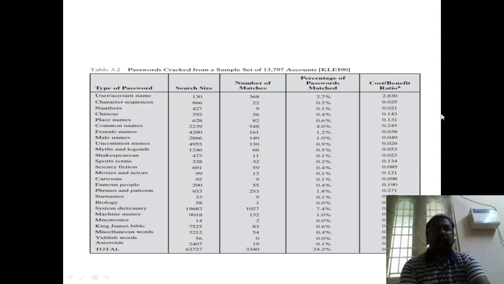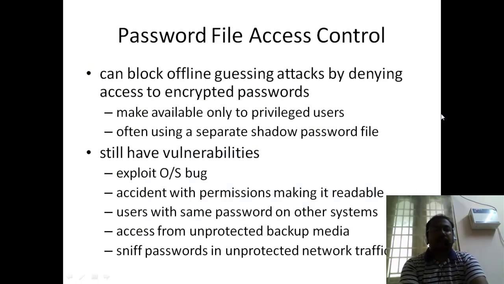This is the table of passwords that was cracked from a sample set of 13,797 accounts. You have the type of password, the search size, the number of matches, the percentage of passwords that matched, and also the cost-benefit ratio. You can go through this table to learn how passwords are actually being guessed.